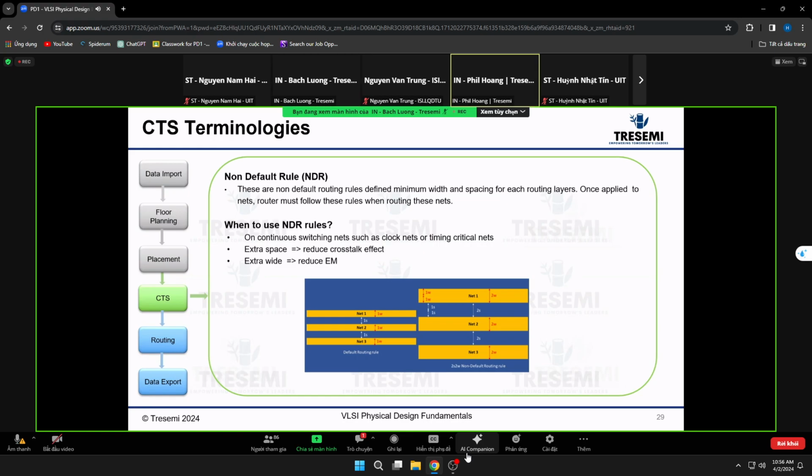Can you elaborate more on that? Why does doing that require double width and double spacing?